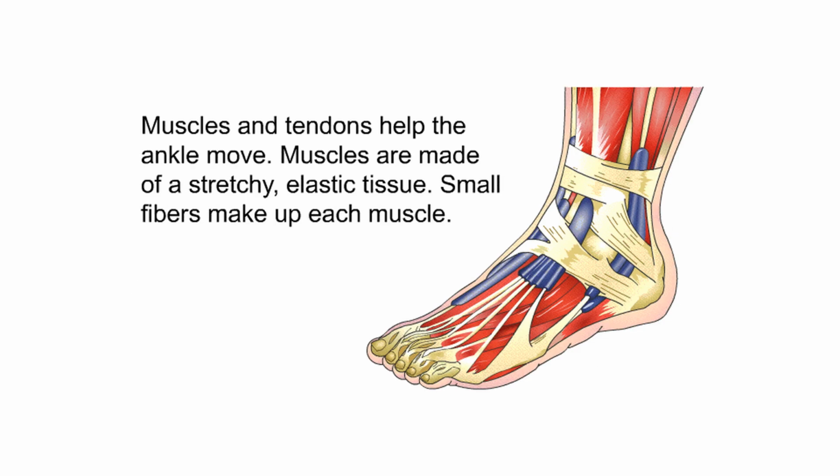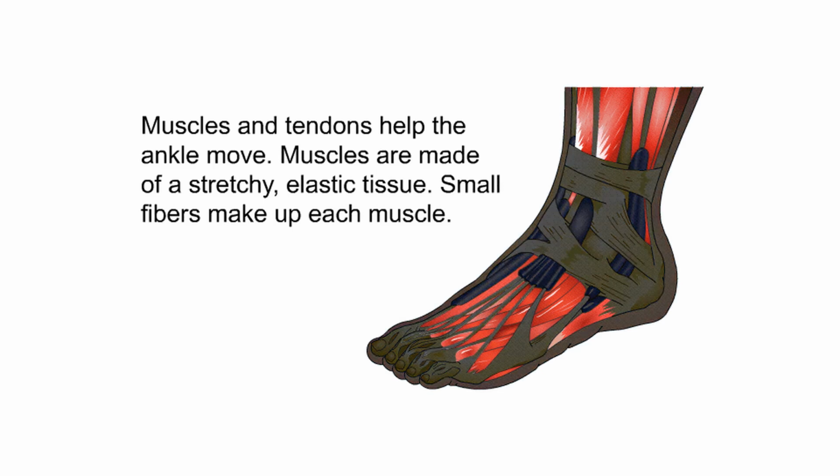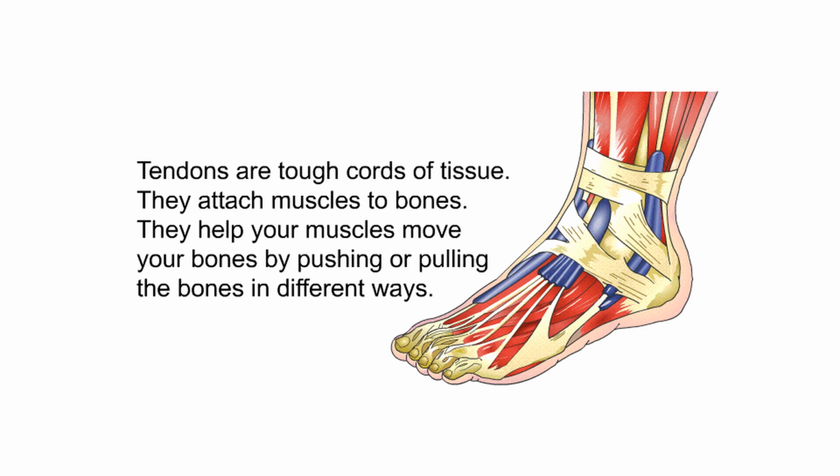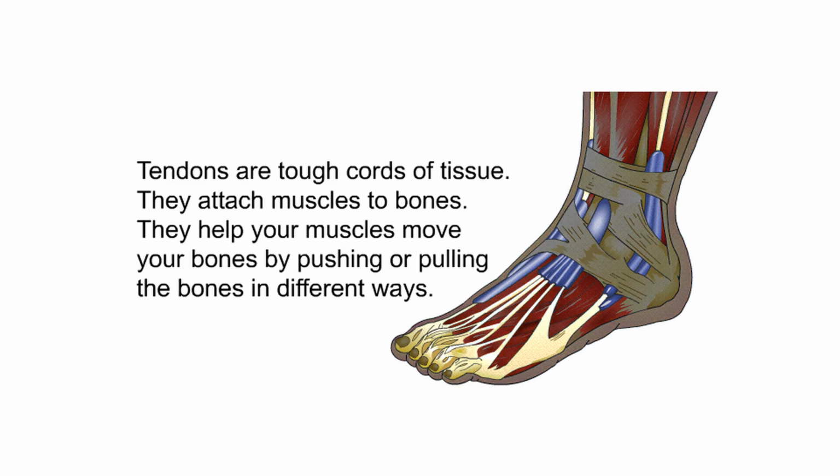Muscles and tendons help the ankle move. Muscles are made of a stretchy, elastic tissue. Small fibers make up each muscle. Tendons are tough cords of tissue. They attach muscles to bones. They help your muscles move your bones by pushing or pulling the bones in different ways.